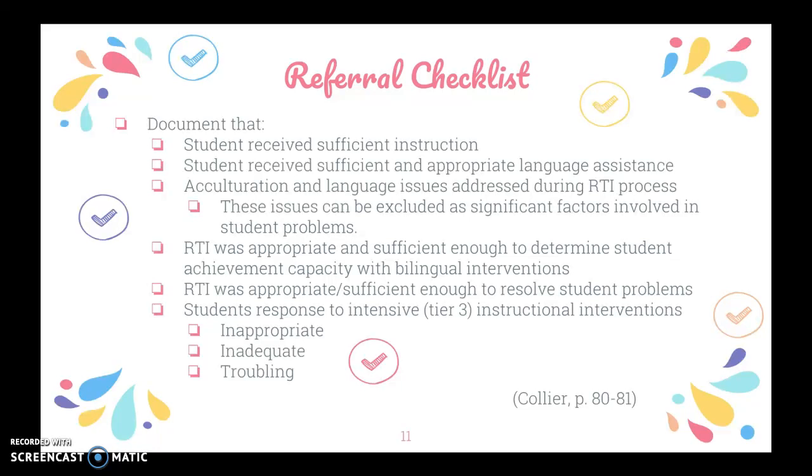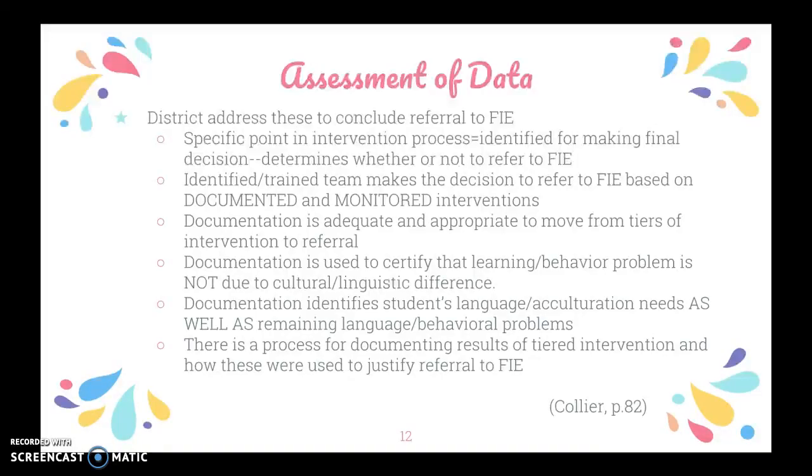It must also be documented that RTI was appropriate and sufficient enough to determine student achievement capacity with bilingual interventions. It must also be documented that RTI was appropriate and sufficient enough to resolve any student problems. And there must be documents that students' response to intensive or Tier 3 instructional interventions were inadequate, inappropriate, or troubling. So just not quite what they need to be.